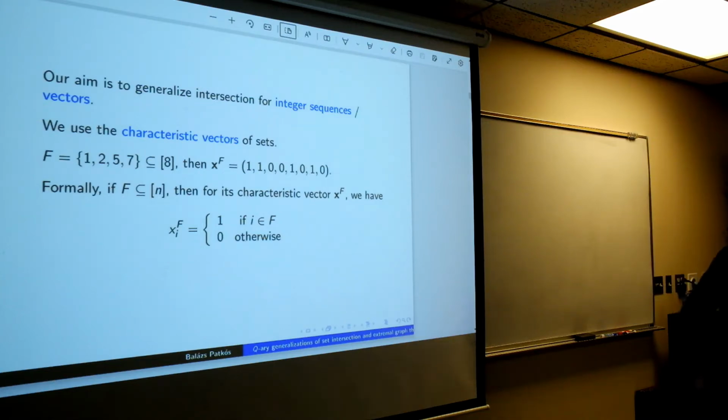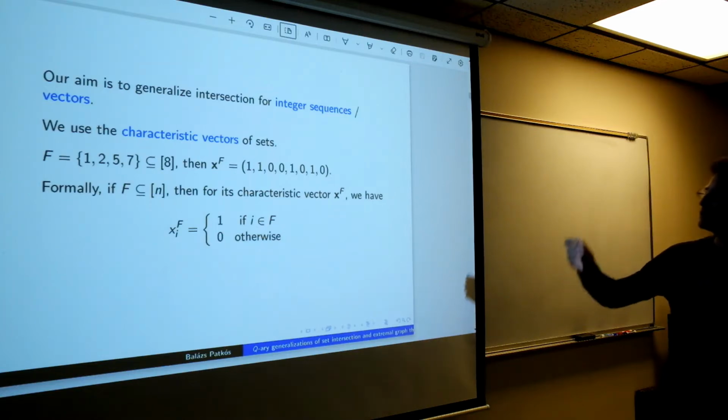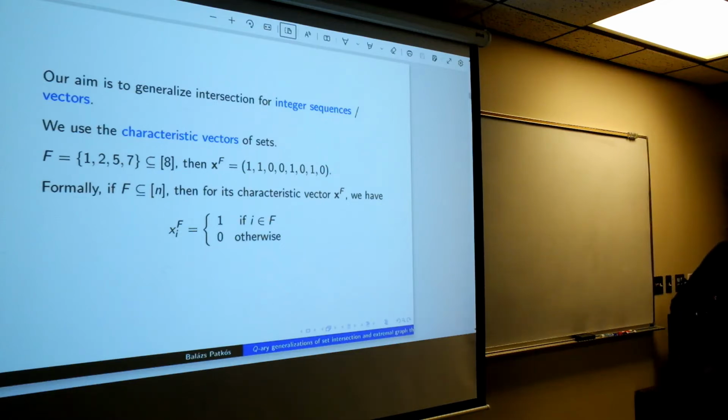So for this particular set, it's going to be 1, 1, 0, 1, 0, 1, 0. Because the first two entries should be 1 because 1 and 2 are there, the fifth one should be 1 again because 5 was there, and the seventh one again. And in general, that's the official rule: the characteristic vector of F has entry 1 in the ith coordinate if i belongs to the set F.